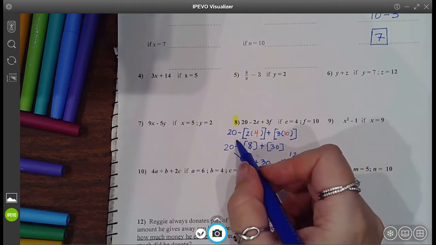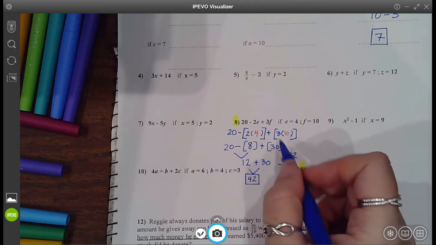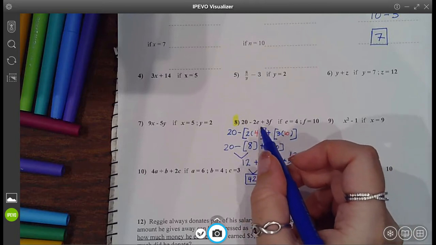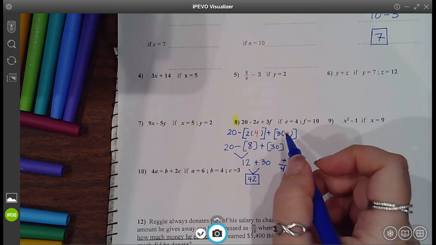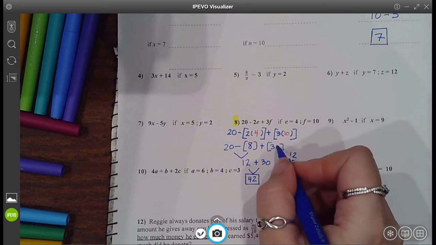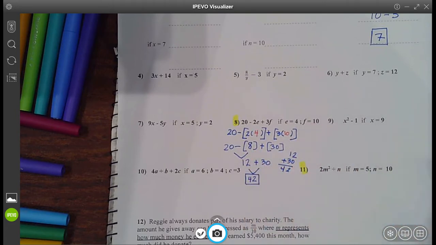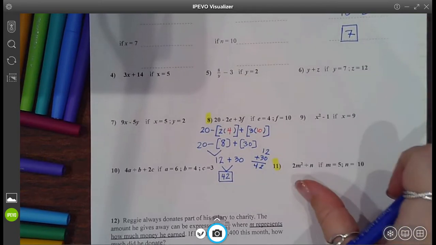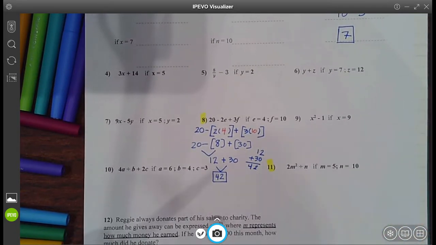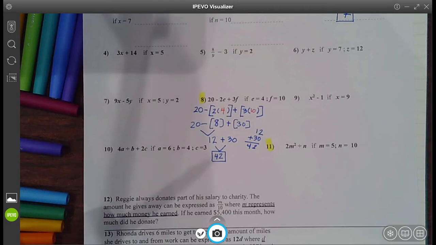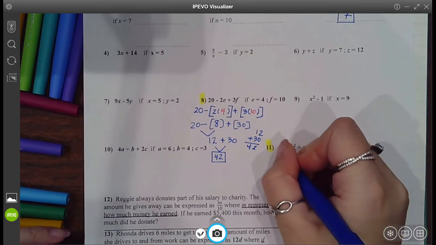Okay, so we want to see the original written out. And then the only thing that you did is you substituted in a 4 for e and a 10 for f. And then don't forget to simplify each term first before you move on. Okay, based upon that, why don't you go ahead and try 11? It's tricky.